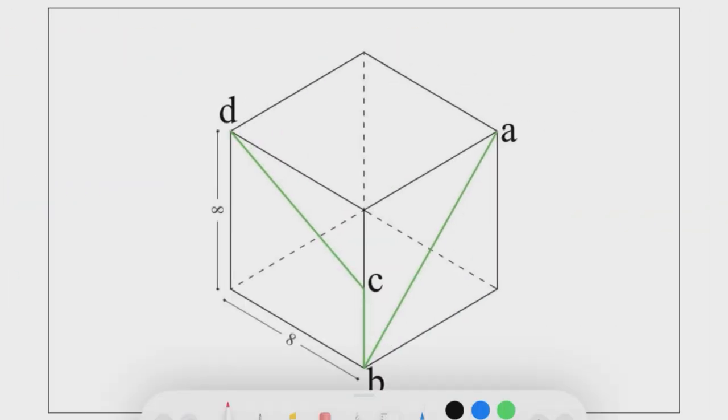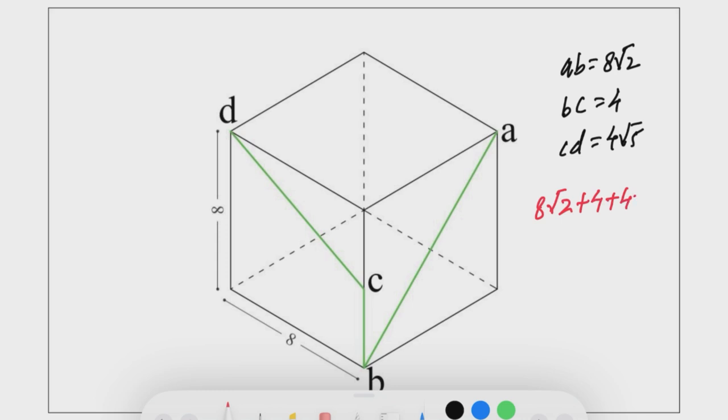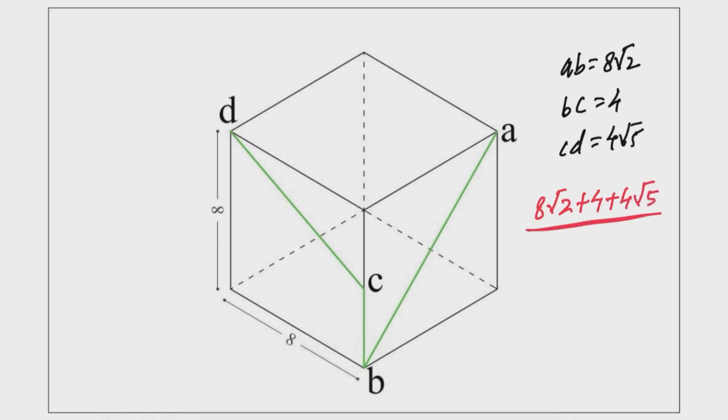Okay, what will happen in this case? Again the same thing. A to B is equal to 8 root 2. B to C is equal to 4. And C to D is equal to 4 root 5. So therefore the final answer is a little bit different from the last one. 8 root 2 and then 4 and then 4 root 5. Clear? Let's move to another question.